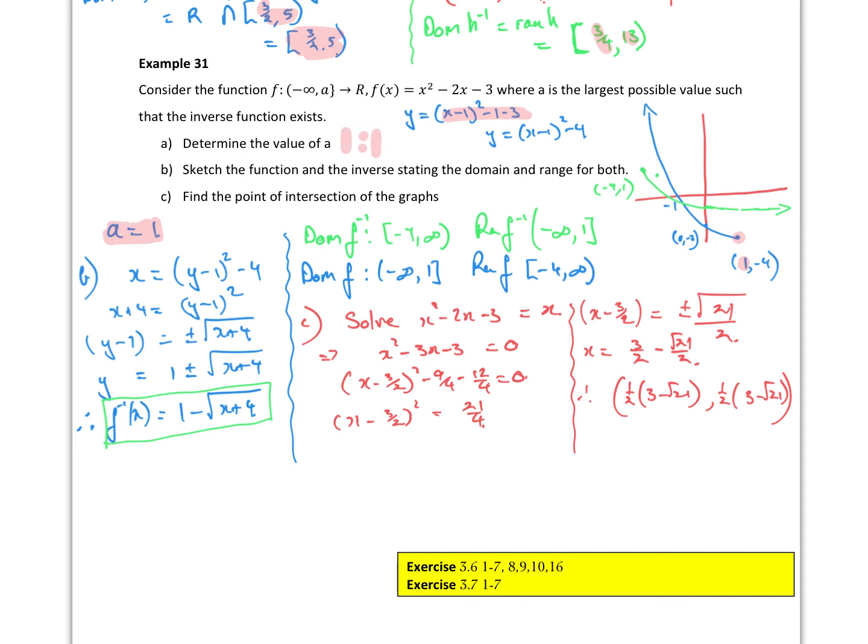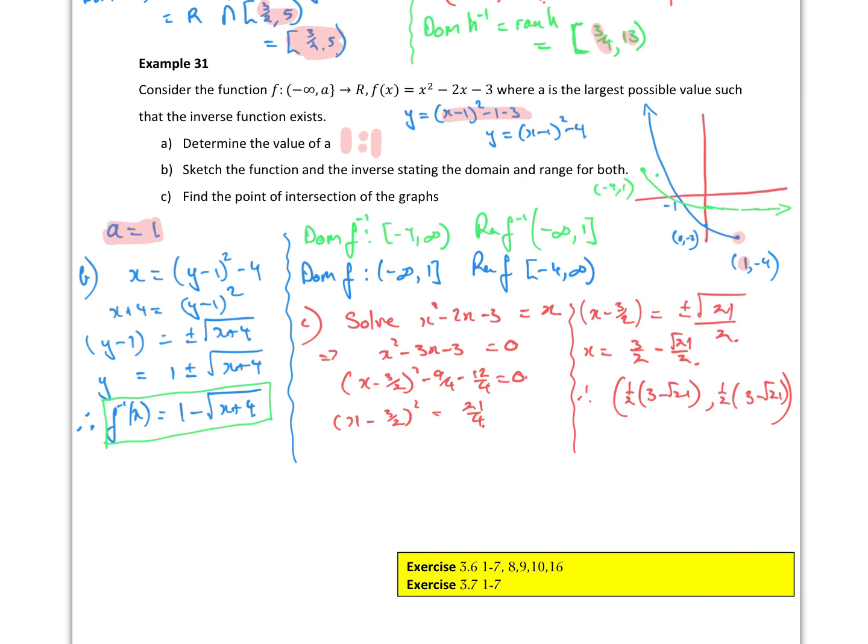So, sketch the function and the inverse, stating the domain and range for both. If I sketch a parabola with turning point (1, -4), it has an x-intercept at -1. We have that blue line there for the actual function.